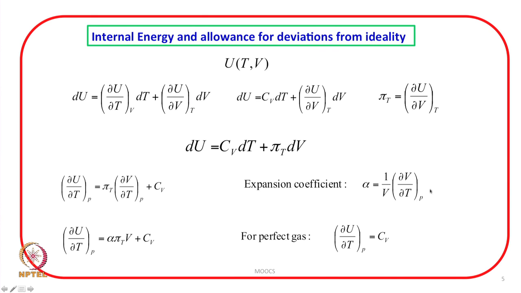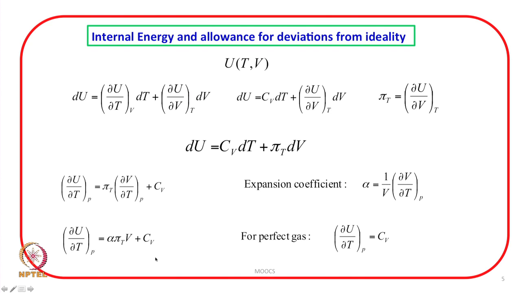And here I am introducing the definition of expansion coefficient alpha, which is 1/V (∂V/∂T) at constant pressure. That is how much the volume changes per unit volume when at constant pressure the substance is heated, and when you substitute for (∂V/∂T) at constant pressure into this expression, you get this expression, because (∂V/∂T) at constant pressure is alpha times V. When you substitute over here, you get this expression.